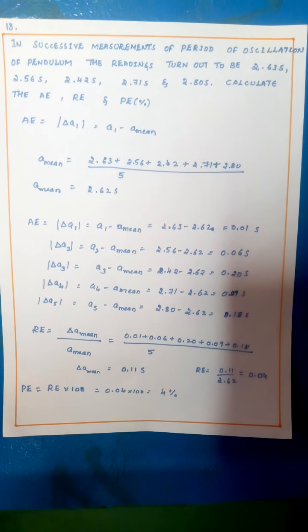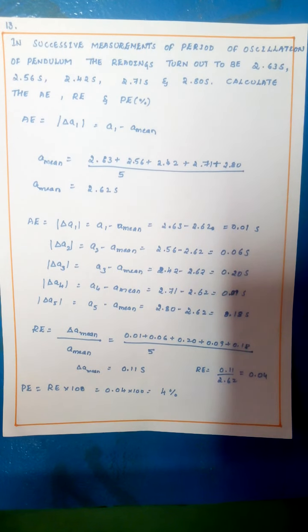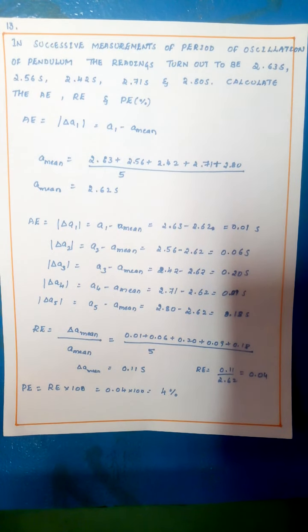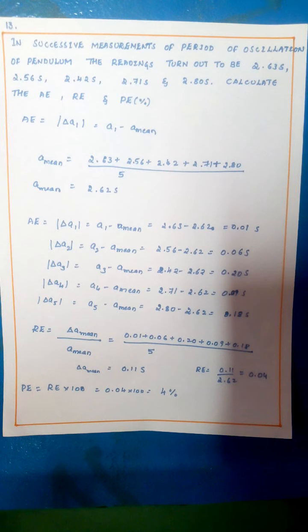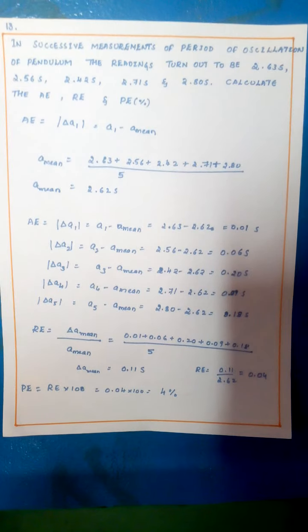Relative error is delta A mean by A mean, 0.11 divided by 2.62, which gives 0.04. That is the relative error. The percentage error formula is relative error into 100, so 0.04 into 100 gives 4%. So this is how to calculate absolute error, relative error and percentage error.